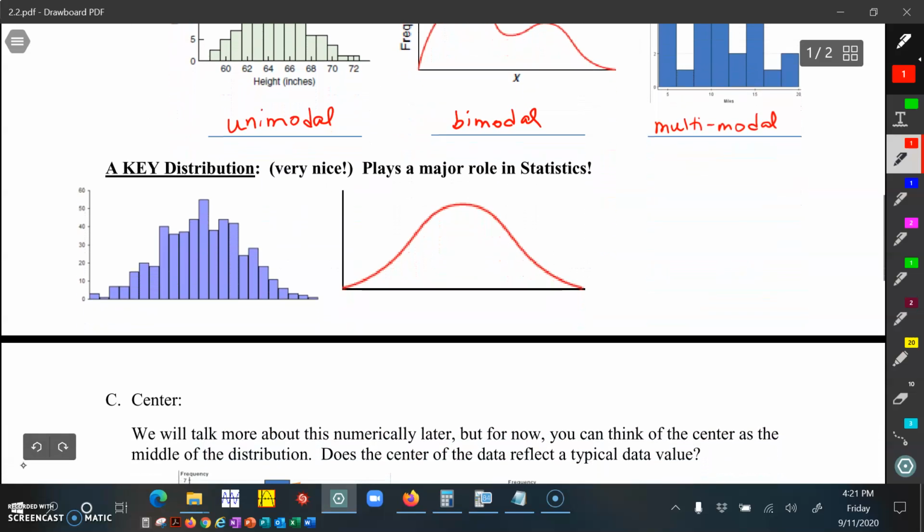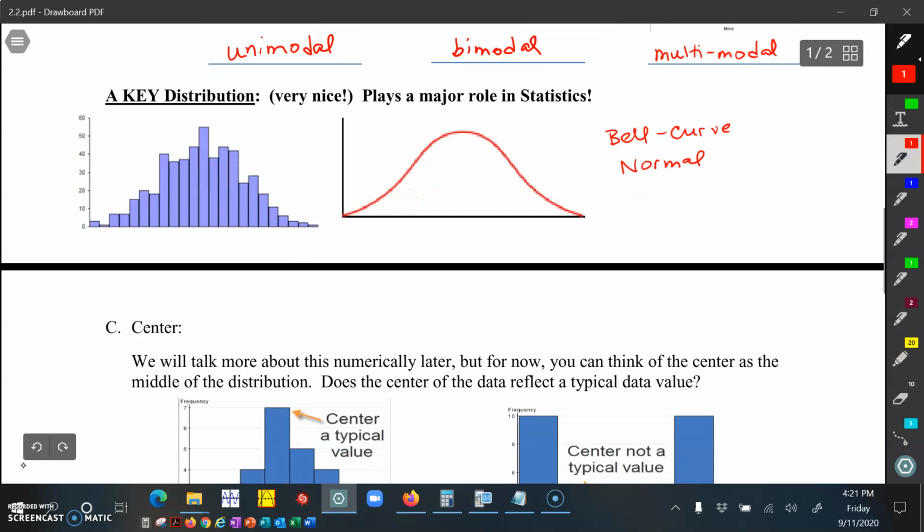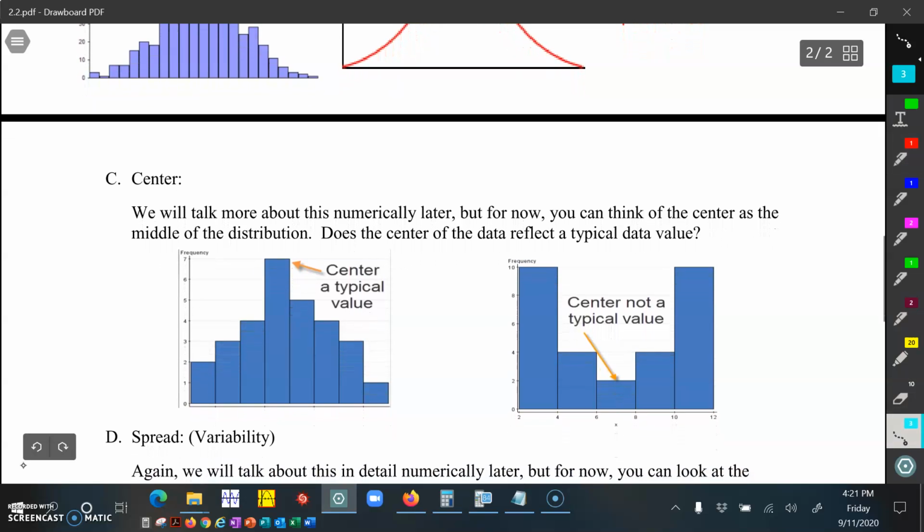A key distribution, like I said just a second ago, is the bell curve, which we are going to just call bell curve right now. And there is another name for it. It's called a normal distribution. So very, very soon we are going to be talking about the normal distribution and really digging into the details of that distribution. So those are shape highlights.